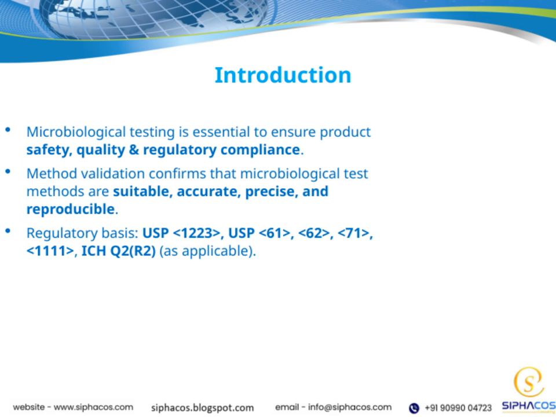References like USP 1223, 61, 62, 71, 1111, and ICH Q2(R2) provide the guidelines that help us validate and implement these microbiological tests properly. Overall, this slide underscores that rigorous microbiological testing, backed by validated methods and regulatory standards, is fundamental to maintaining trust in our products and ensuring they meet all safety and quality requirements.